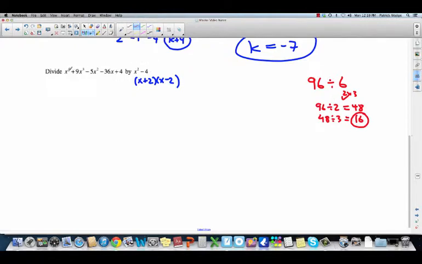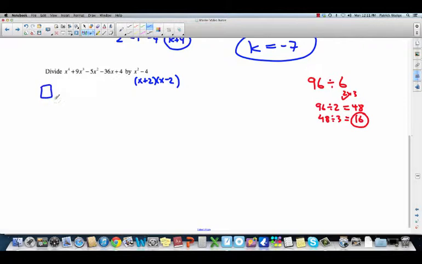That's what you're going to do here. You're going to divide this beast here by the x plus 2, get an answer. Then you're going to divide the answer by the x minus 2, and you have the answer to the whole thing. Pretty cool, eh? It doesn't matter the order you do this in, but I'll do it in the order I wrote it down.